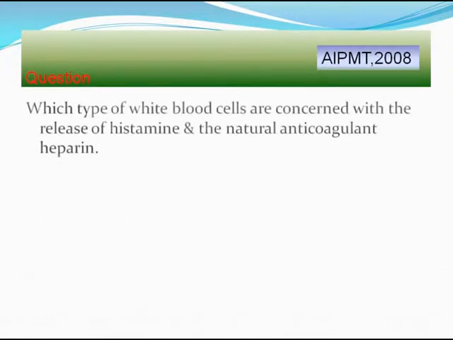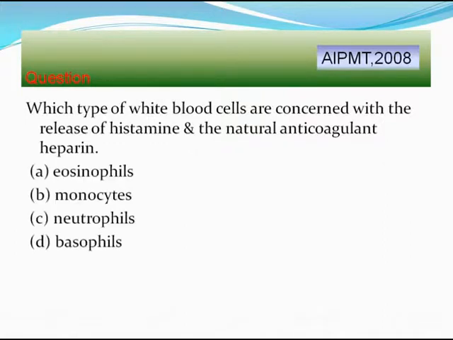Another question came in AIPM 2008: which type of white blood cells are concerned with the release of histamine and the natural anticoagulant heparin? The options are eosinophils, monocytes, neutrophils, basophils. Can you guess the answer? The right answer is basophils.